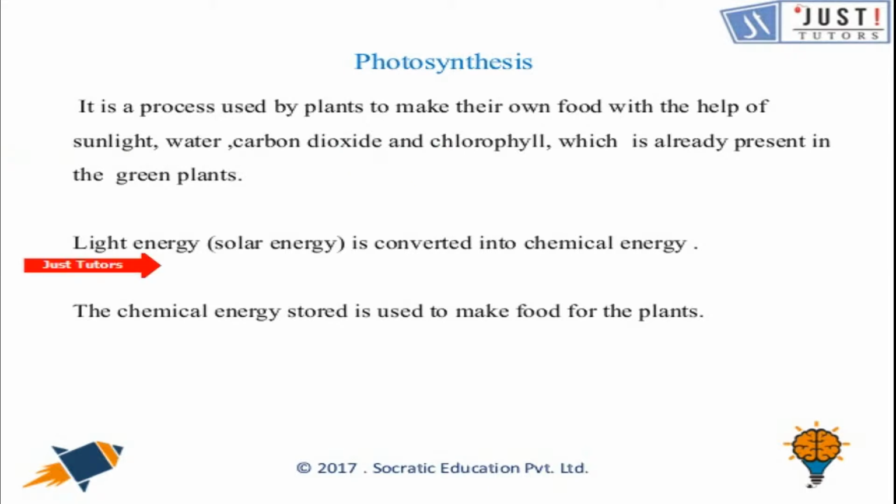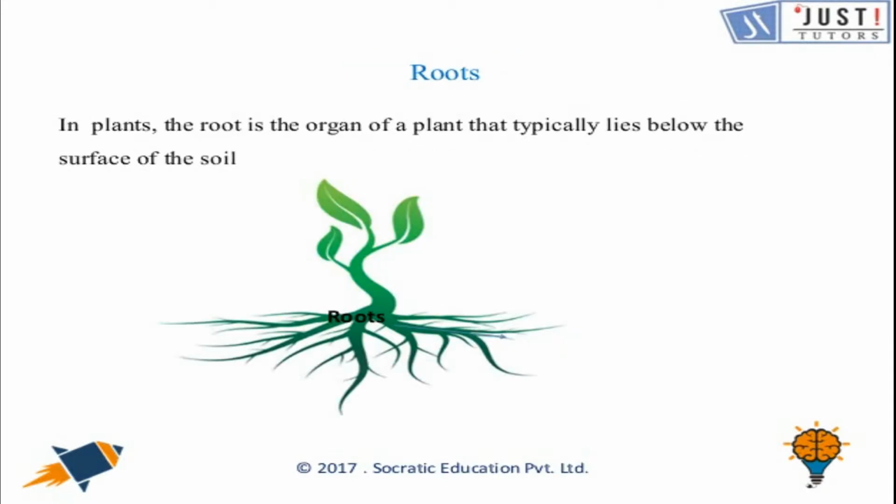Now, light energy, solar energy. Light energy is converted into chemical energy. So, from where do they get light energy? From the sun. The chemical energy stored is used to make food for the plants. Okay. Now, let's move forward here.